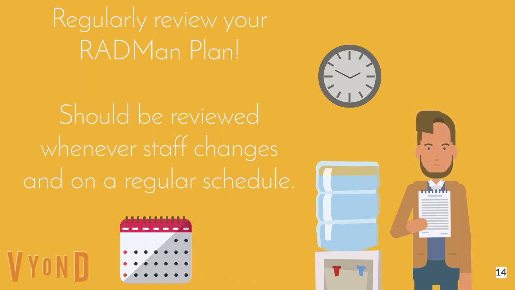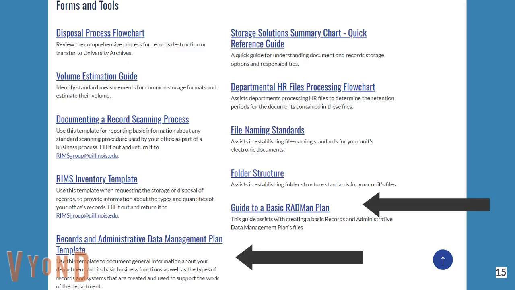For the RADMAN plan to be most useful, it should be updated when information changes. We recommend reviewing the plan at least once per year. These are the basics of a RADMAN plan that can help you manage your records and other information assets. The RIMS website has a guide, as well as a RADMAN plan template that can help you make your own.